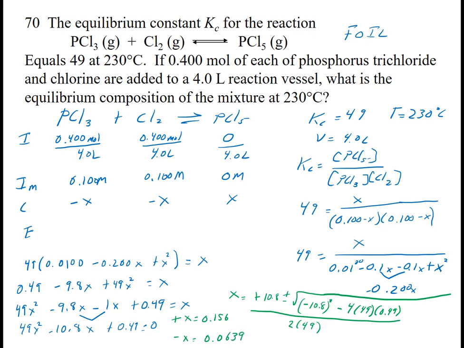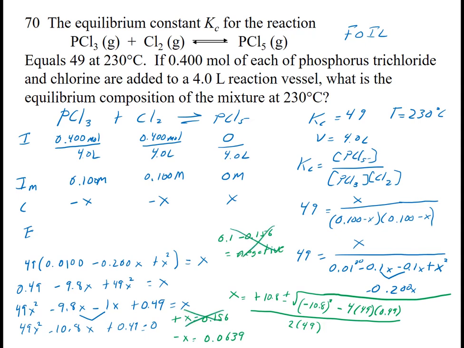Now, I have two answers here. Unlike the last problem in which it was obvious because one of my x's turned out to be negative, which can't be true, this one does not work that way. So I need to look at this. If this is 0.1 minus x, I'm trying to figure out where to go here. So I have 0.1 minus 0.156. I would end up with a negative number. That's right, negative. I can't have a negative concentration, so this one is not true, which means I do not use this one.